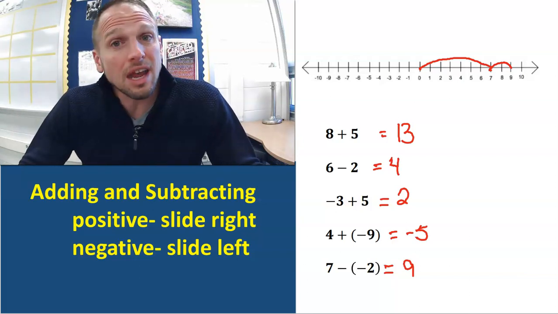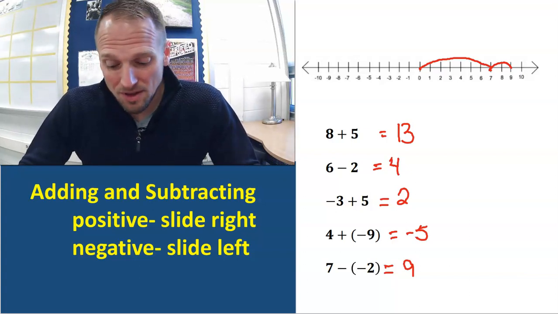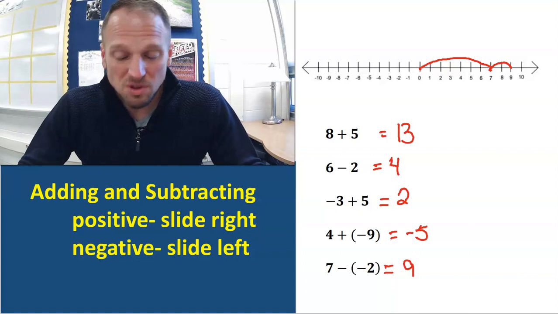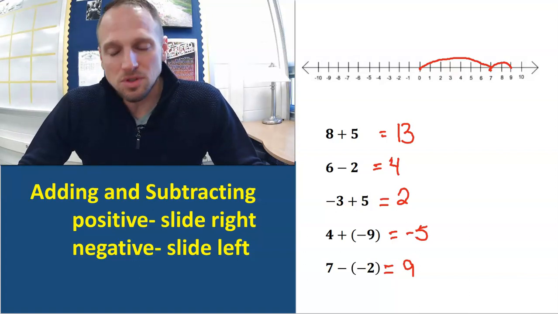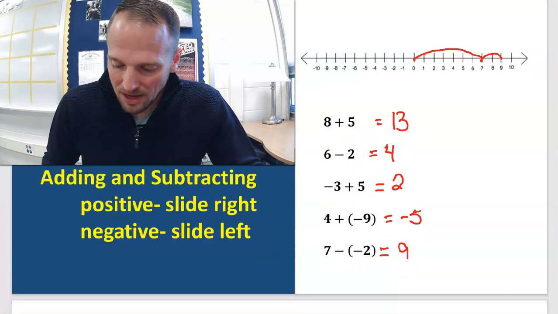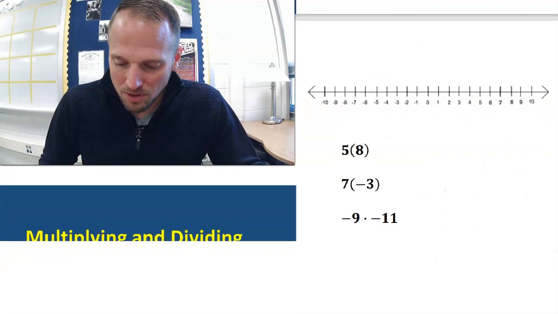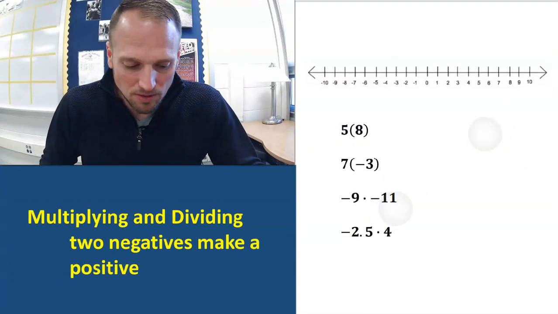A 4 and a negative 9, opposite directions, subtract. 9 minus 4 is 5. And since 9 was bigger, it's going to be the negative number, so it's going to be a negative 5. And then the last one, 7 minus negative 2, is a positive 9, because a minus negative is going to be a positive. All right, let's look at the next one.